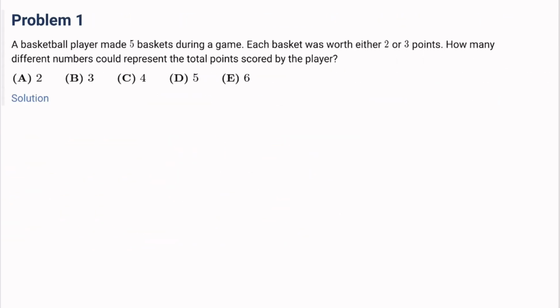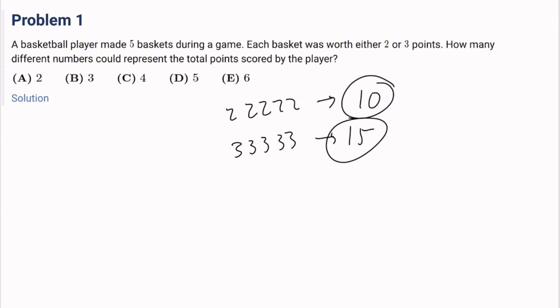First problem, a basketball player made 5 baskets during a game. Each basket was worth either 2 or 3 points. How many different numbers could represent the total number of points scored by the player? Okay, so the minimum number of points is 2, 2, 2, 2, 2, so that would be 10. And the maximum would be 3, 3, 3, 3, 3, which is 15, right? And so there are 6 numbers from 10 to 15, including these two, so it's 6, it's E.